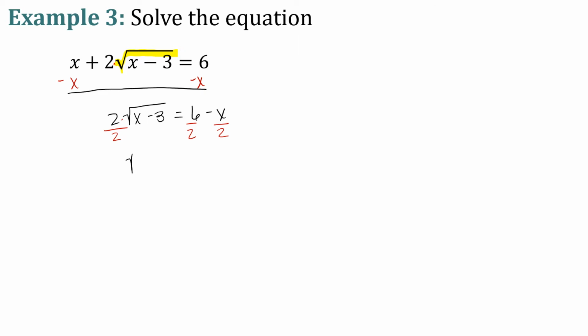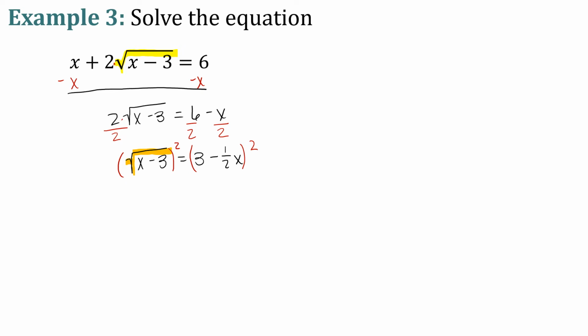So now I have the square root of x minus 3 equals 3 minus x over 2, or 1/2 x, whichever one you want. I'm going to do 1/2 x. And then we need to square both sides because we do indeed have our radical isolated. See, there's nothing else over here on this side with the radical.